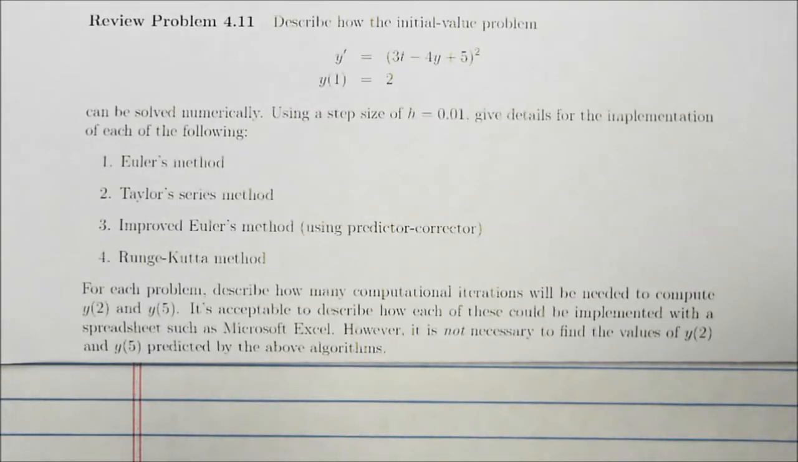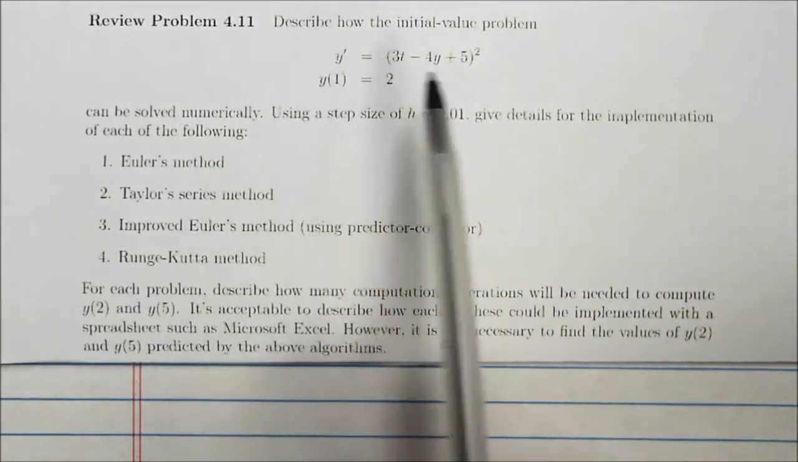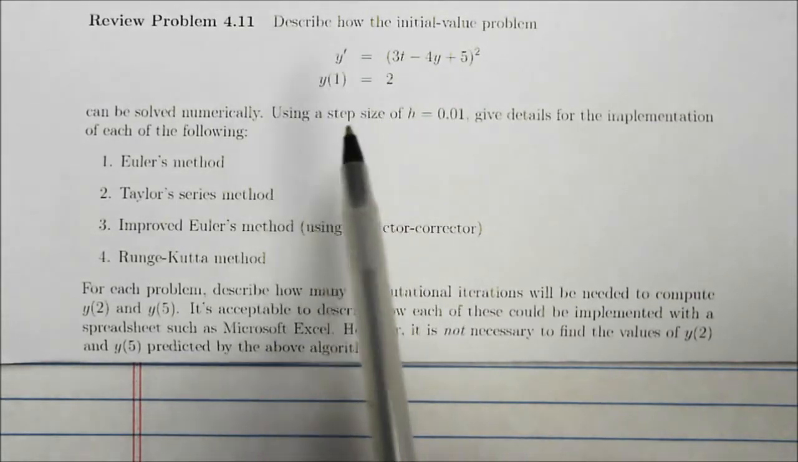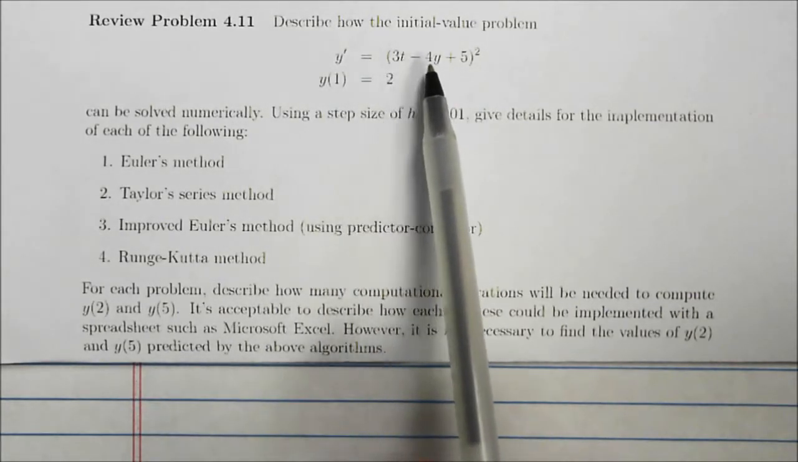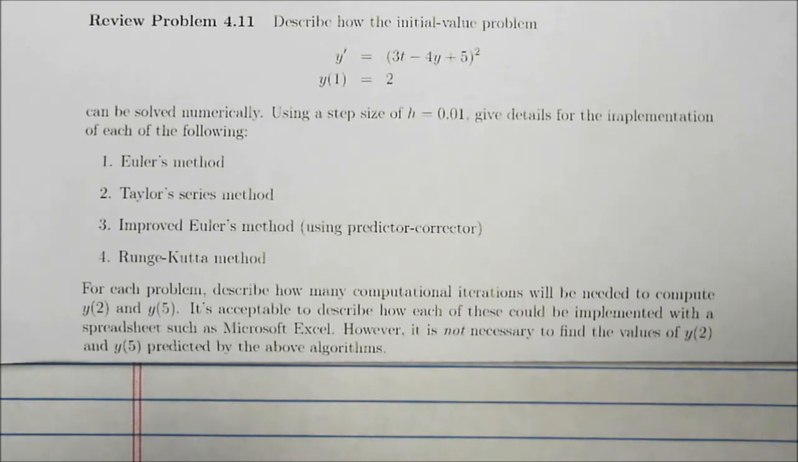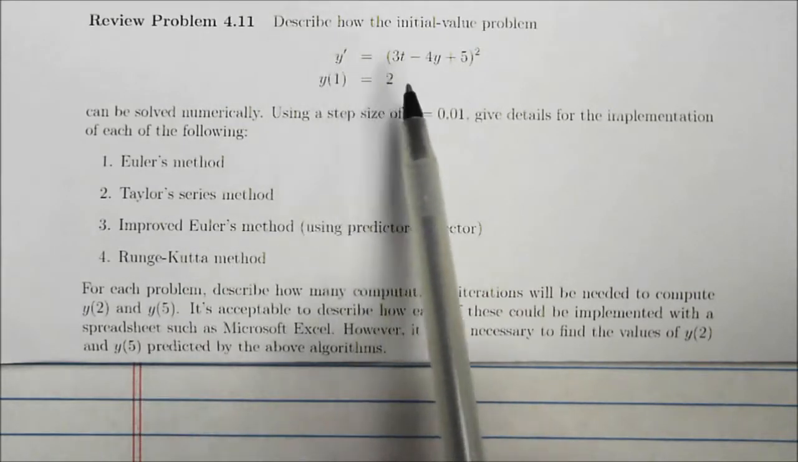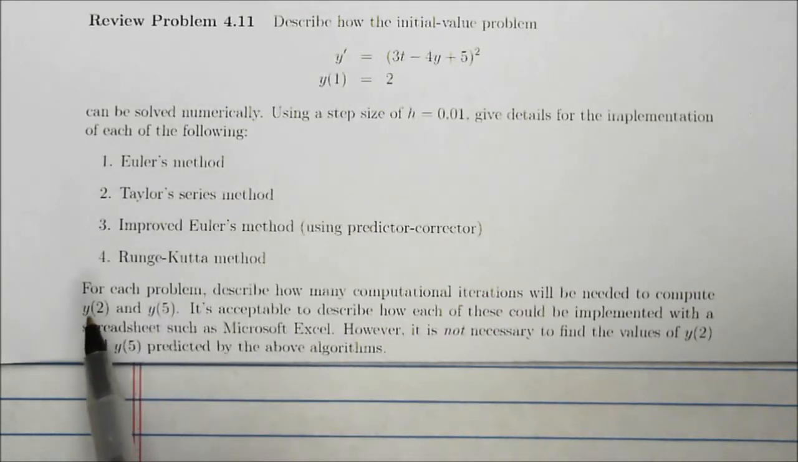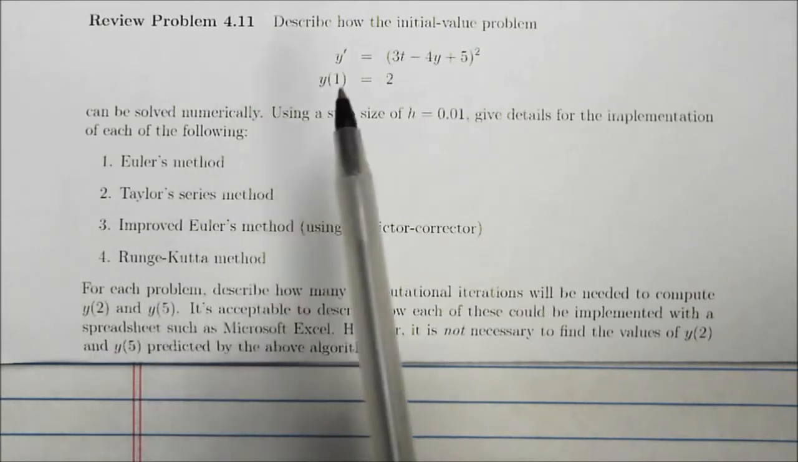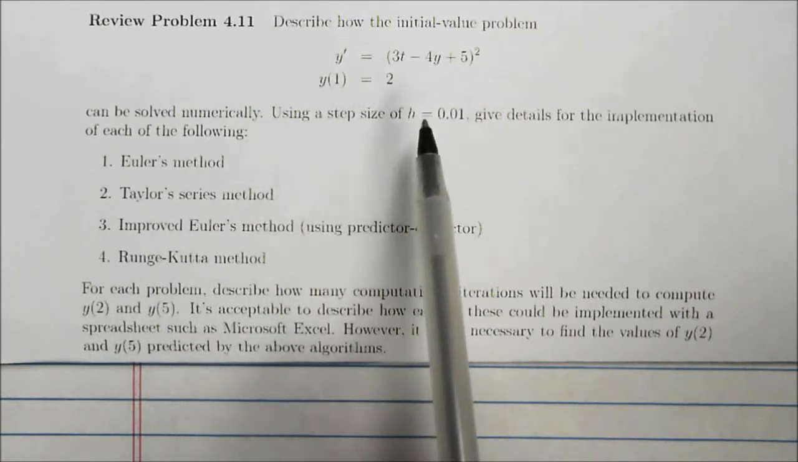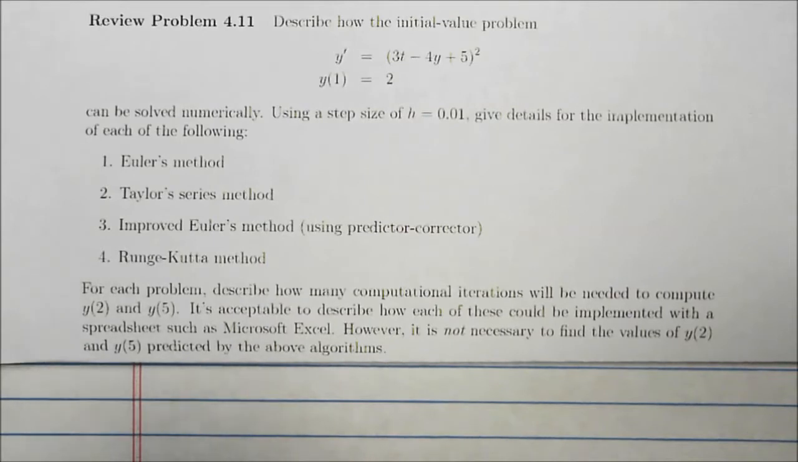Let's take a look at this review problem. I'm solving this initial value problem, y prime equals the quantity 3t minus 4y plus 5 squared, with y of 1 equals 2. We're going to figure out how to get y of 2 and y of 5 numerically using a step size of 0.01 by these 4 different methods.